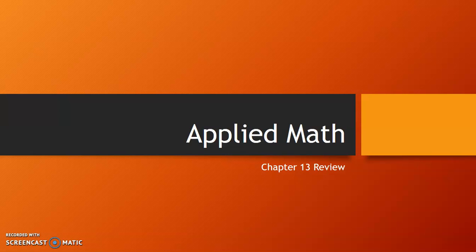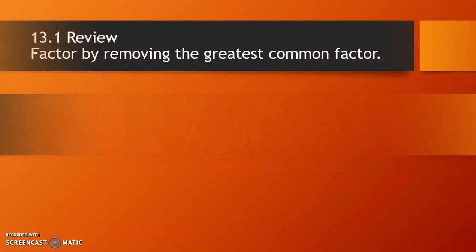Okay, I'm going to be going over some review problems from the whole chapter in this video here, and I'm going to break it into those sections, and then you will have some practice problems to do on your own. So I'm going to start with section 1, and the thing that I want you to remember how to do from this section is how to factor something by removing the greatest common factor.